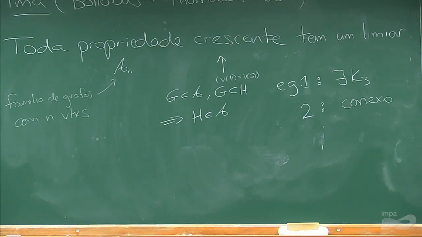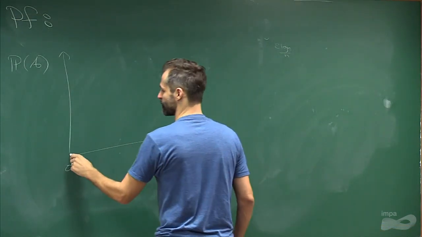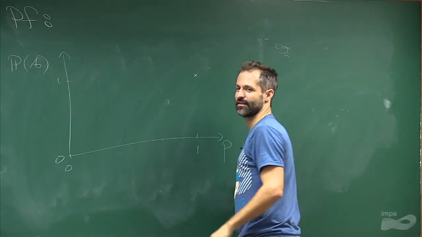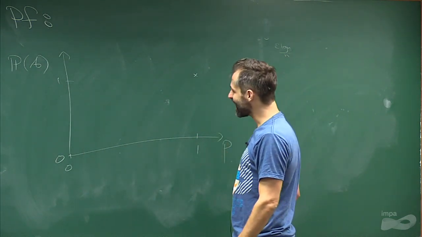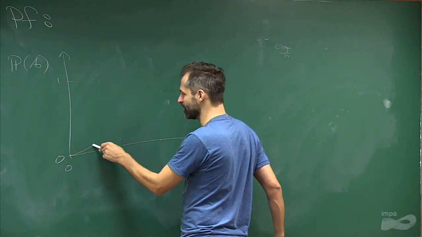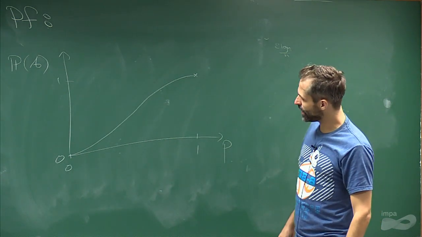Right. So it's true that the probability of the event is increasing. So what you want to do is you want to say, all right, here's P, here's the probability of the event A. So at 0, this probability is 0. And at 1, it's 1. And this is a continuous increasing function. So it must look like this somehow. Why is that a threshold?